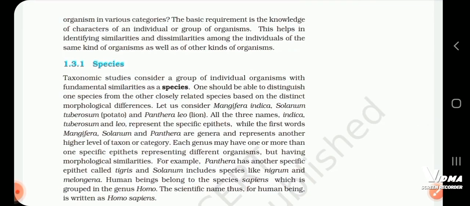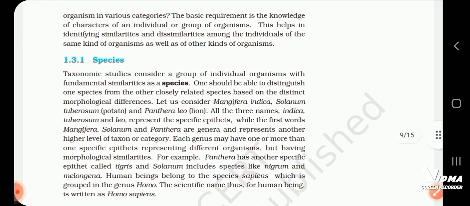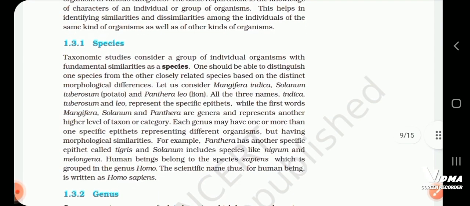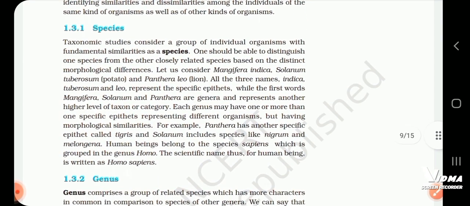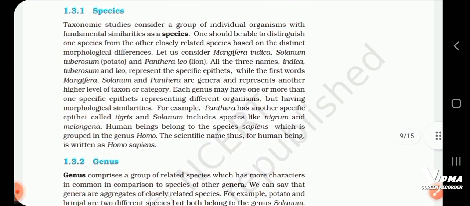Now, 1.3.1 species. Taxonomic studies consider a group of individual organisms with fundamental similarities as a species. That is known as species.